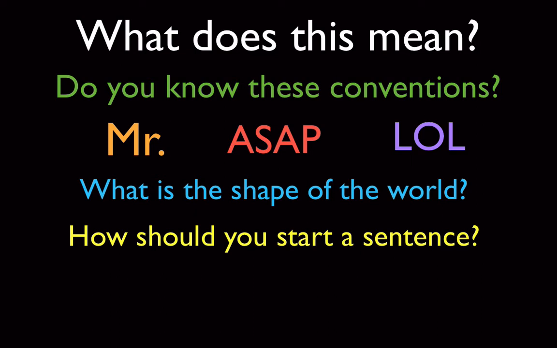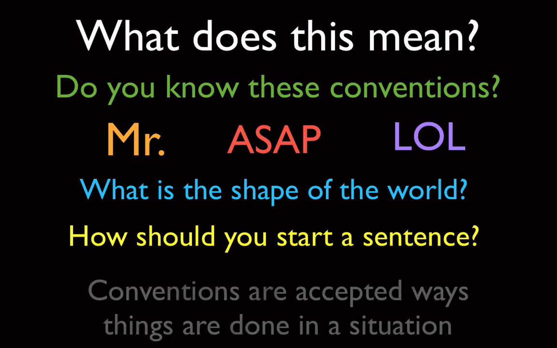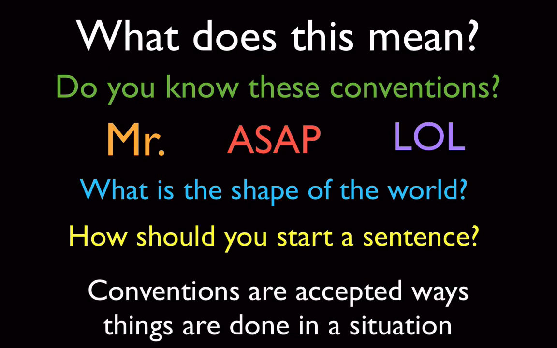How do you know what these things mean? It's because they are conventions. They're things that everybody has accepted. They're the accepted way things are done in a certain situation. When I put ASAP, people know that means as soon as possible. Could I make up four words that go with that? Absolutely. But that's not the point. We are trying to do accepted conventions for everybody.